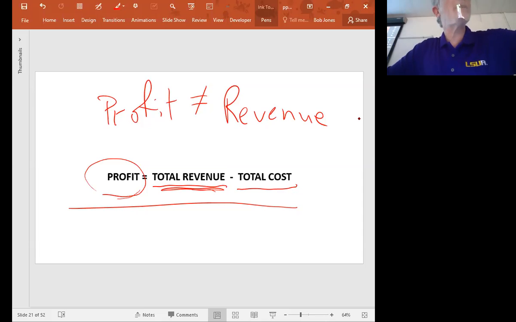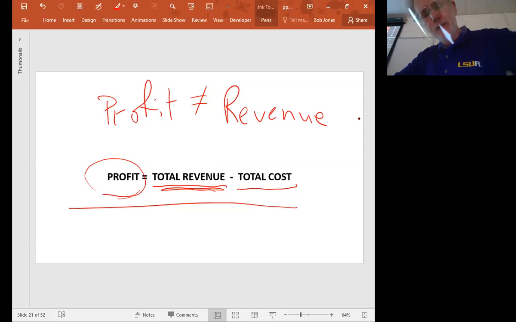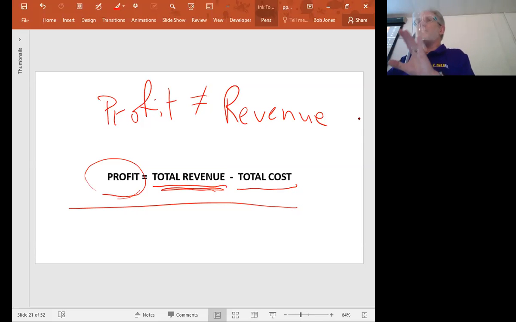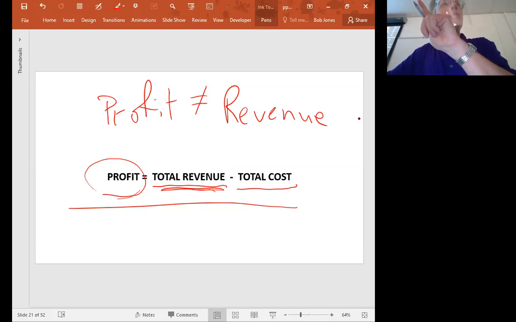That would be total sales, the total dollars coming in. Okay? And we're going to make an assumption until we get to chapter 14. We're going to keep it as simple as we can. We're assuming the firm is selling one product and they are charging one price for that product.